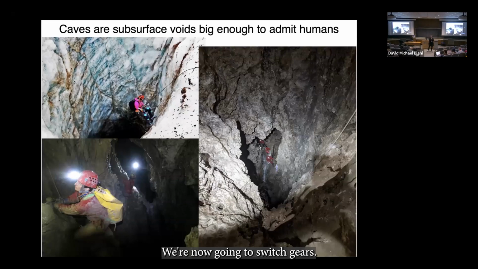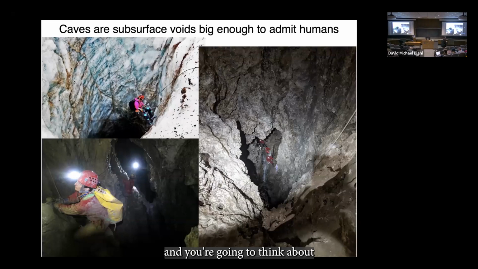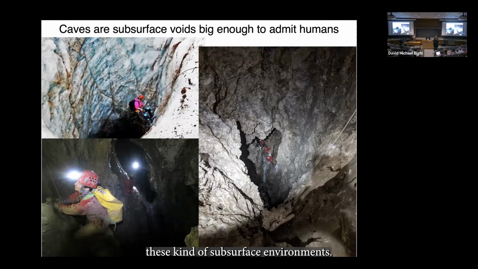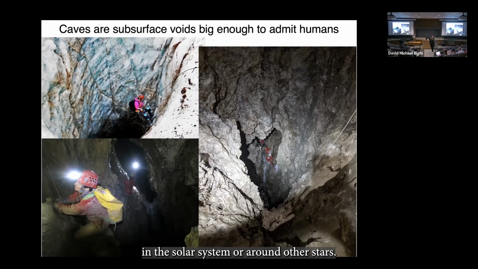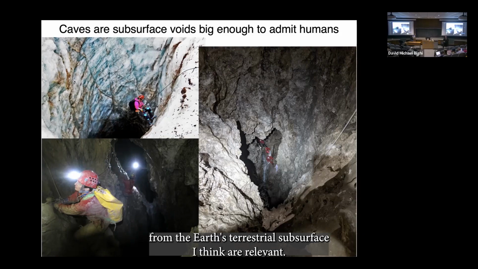All right, we're now going to switch gears. You're going to take all that information about what Earth life is like, and think about what I'm going to tell you next. And I hope you'll also think about whether these kinds of subsurface environments that I'm going to talk about could be found in other places in the solar system or around other stars. I'm not going to answer that question. We obviously don't know the answer, but there are some interesting examples from the Earth's terrestrial subsurface that I think are relevant.